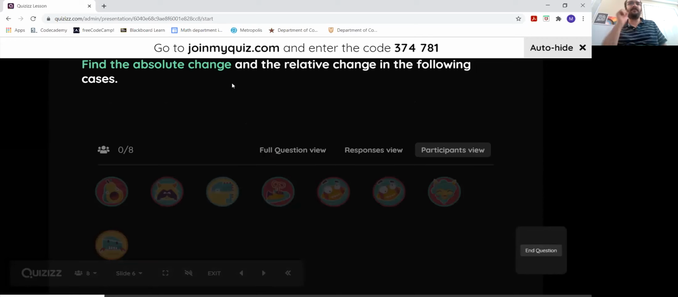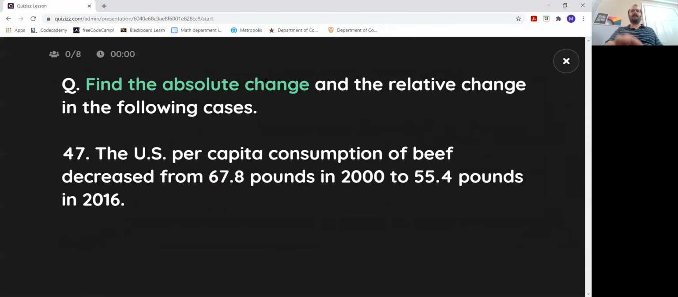Find the absolute change and relative change in the following cases. All right, new numbers. I don't think I was as picky here with the units. So I think the units on here should be what? Pounds for the absolute change?